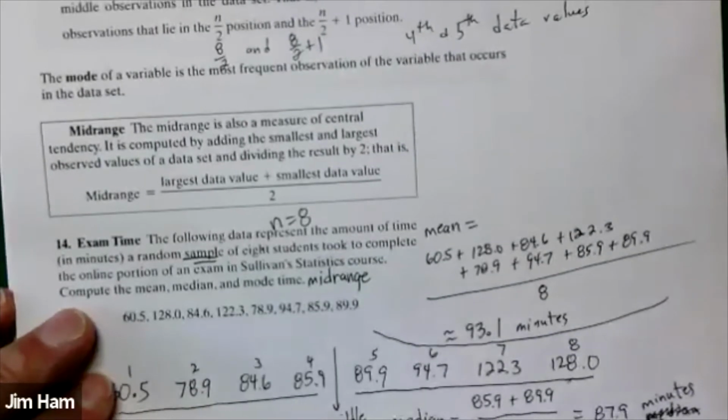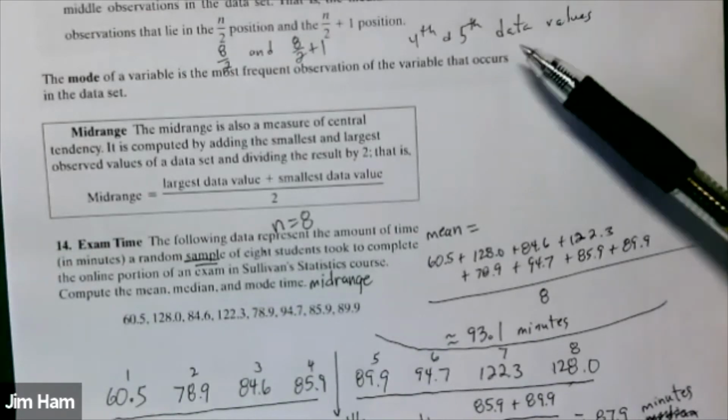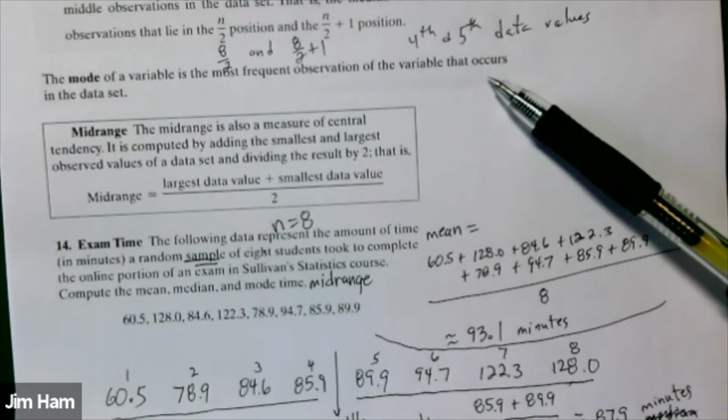The next measure of center is the mode. And again, usually we use the mode to identify the most popular, most frequently occurring category. But sometimes a mode is appropriate if you have a lot of data values in a set. It's defined right here. The mode is the most frequent observation.